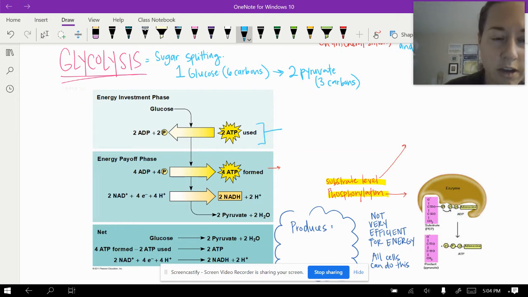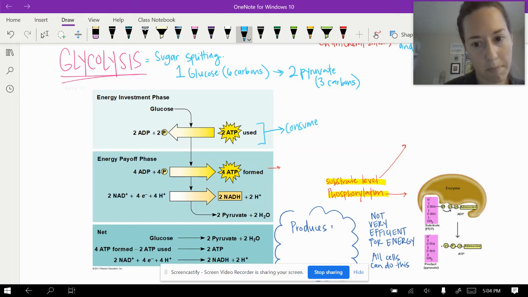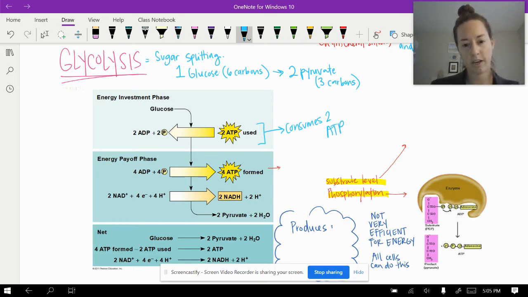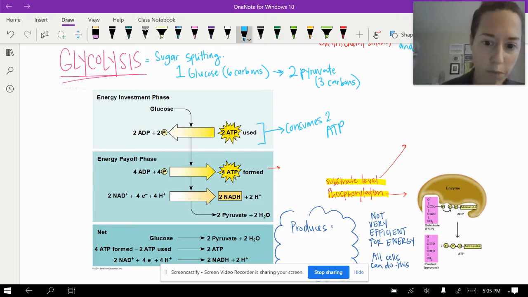So this is called energy investment, which it says up at the top, but it consumes 2 ATP. And then the process actually releases 4 ATP. So this is energy payoff. So 4 ATP generated.